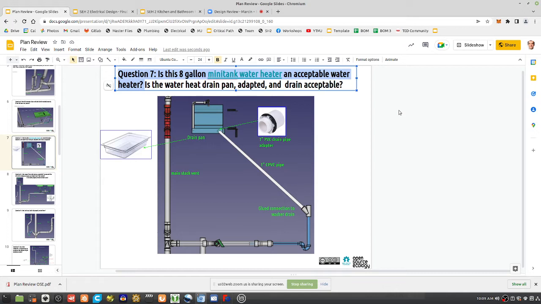Right. Gas ones recover more quickly. But depending on where you are, you may not have the availability to get gas. Yeah. I'll have to look. I'll have to do some research on 8 gallon. That just does not seem adequate for a shower or even to wash clothes. Have you looked at that?